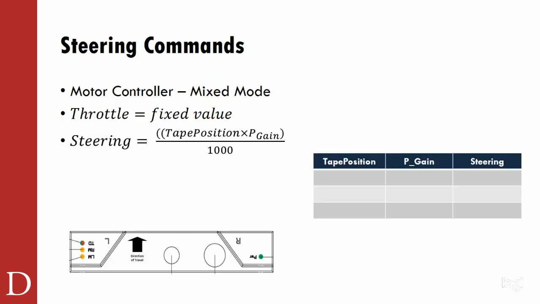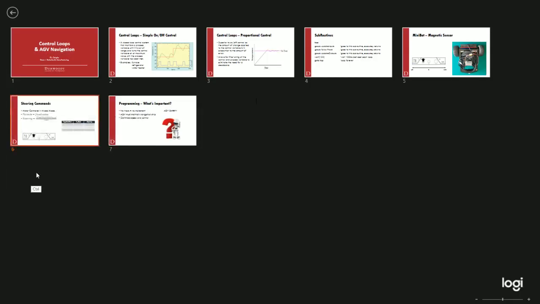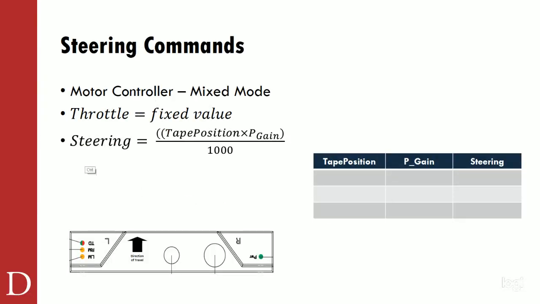All right, so what does that mean? If I was going to create a very, very simple algorithm to change the steering command, if I created some sort of command called steering, what would I do potentially to get that? What would I do to make that command?